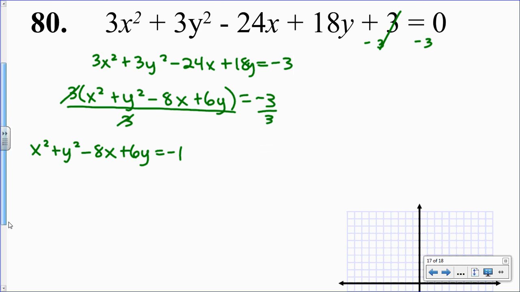So I want to group my x's together and put a blank, and group my y's together and put a blank. I'm going to use the red for x. I'm going to try to color coordinate it like yesterday to help you keep it straight. I'm going to use the blue here for y.